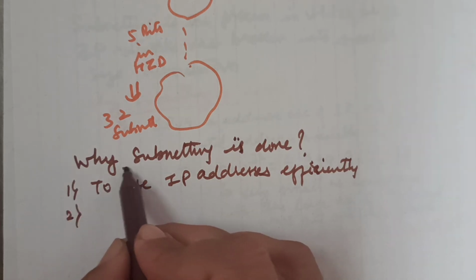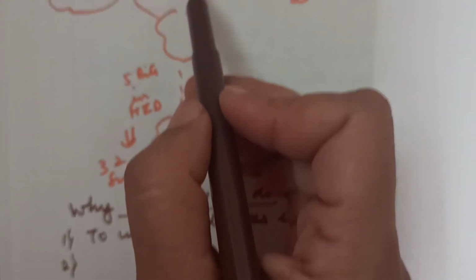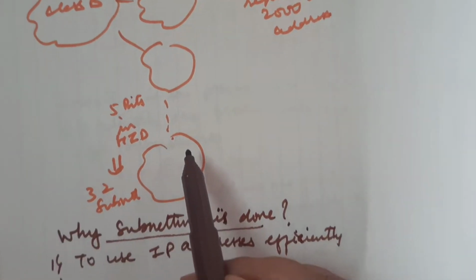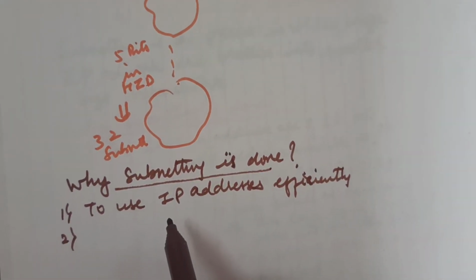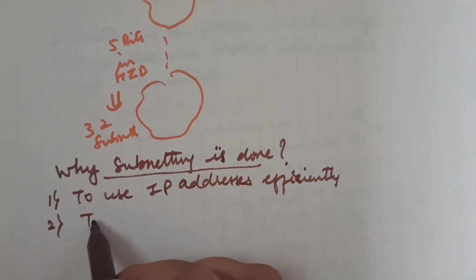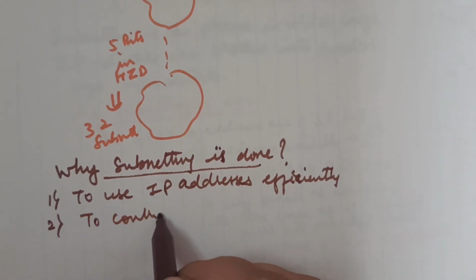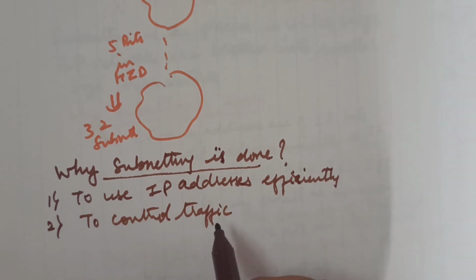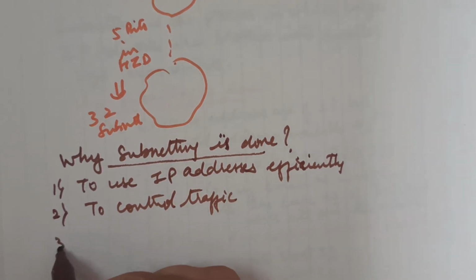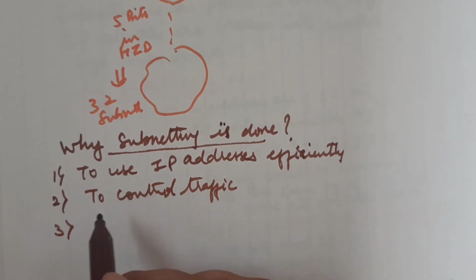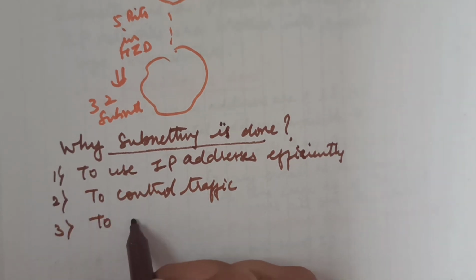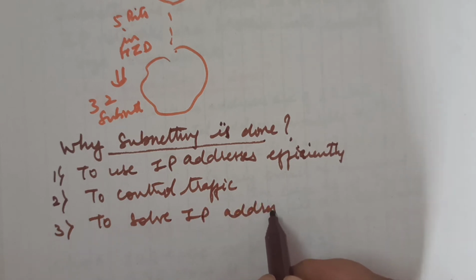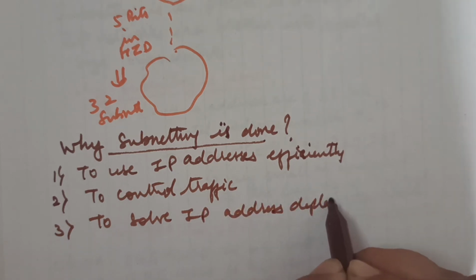With subnetting, smaller size networks, subnetworks, are formed, so it becomes easy to control the traffic. So subnetting is done to control the traffic. Traffic control becomes very difficult in large size networks. Subnetting is also done to solve the IP address depletion problem.